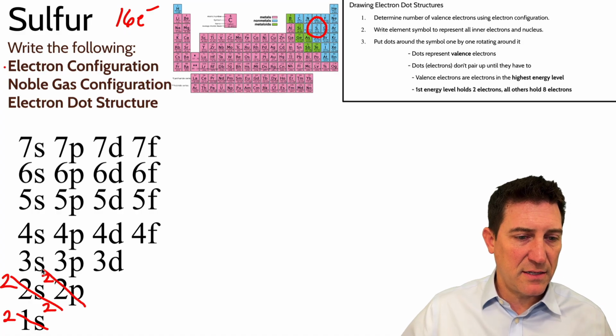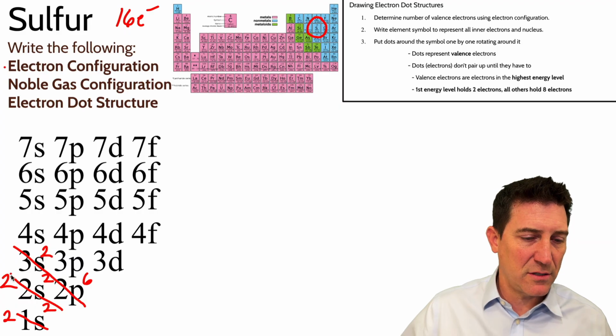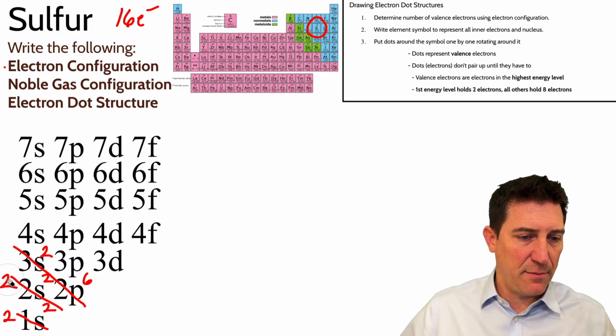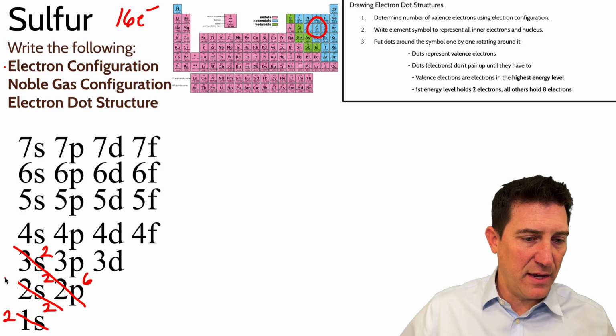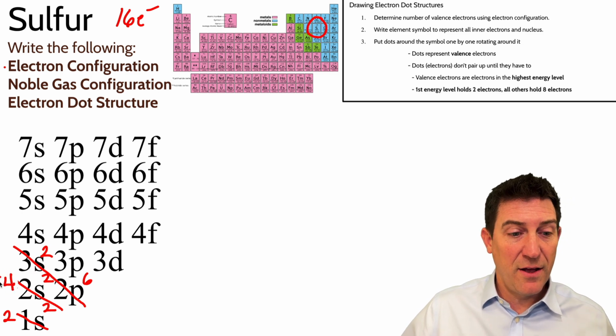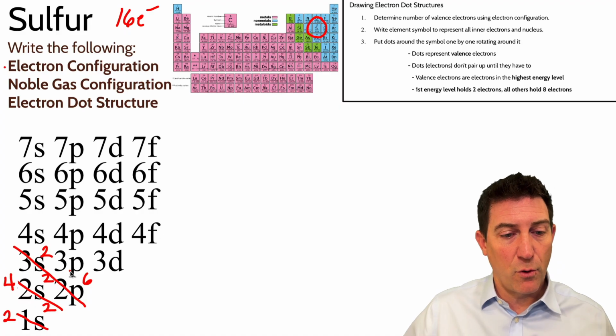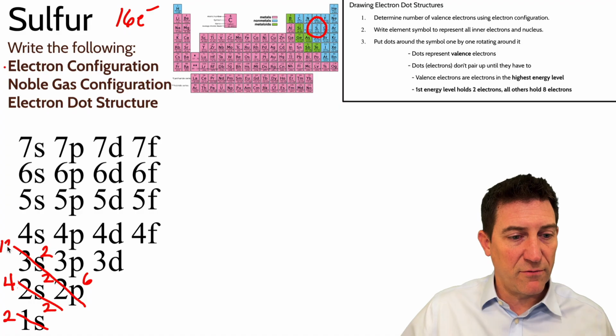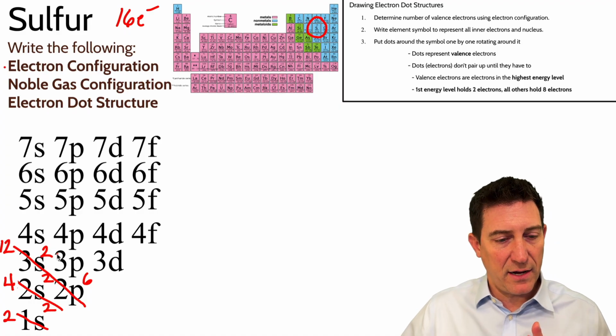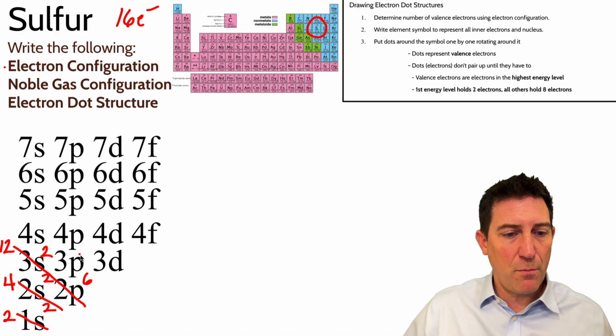The next 6 and 2 can go here. That's a total of 8 electrons. Ooh, I made a mistake. Let me fix this. This should be 4 because I'm keeping track of how many I used. So there I've used a total of 4, and then I put 6 here and 2 more there. That gives me a total of 12 that I've used up. I'm glad I caught that. And I have 4 more. Those are going to go here in the 3p.